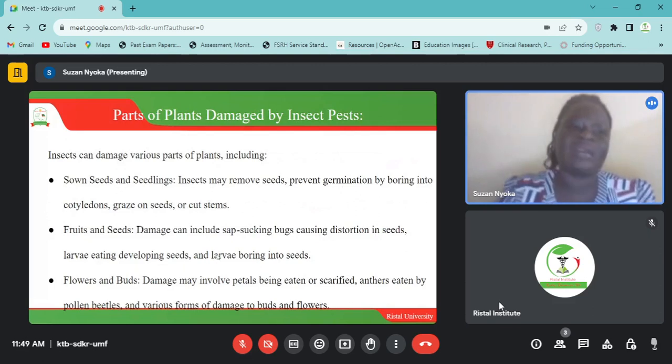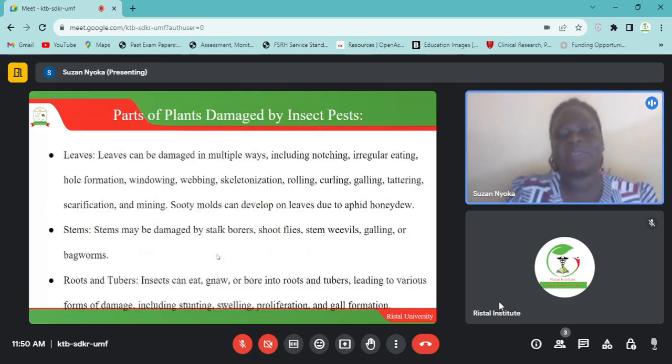Two, insects can destroy fruits and seeds. Damage can include sucking bugs causing distortion in seeds, larvae eating developing seeds, and larvae boring into seeds. Flowers and buds: damage may involve petals being eaten or scarified, anthers eaten by pollen beetles, and various forms of damage to buds and flowers.